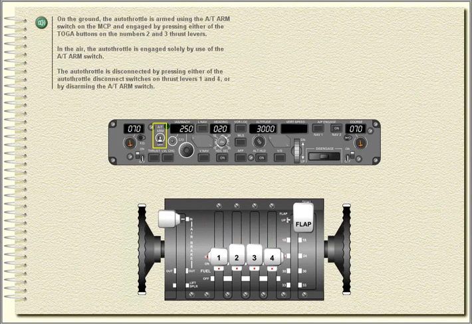On the ground, the autothrottle is armed using the autothrottle arm switch on the MCP and engaged by pressing either of the TOGA buttons on the numbers 2 and 3 thrust levers. In the air, the autothrottle is engaged solely by use of the autothrottle arm switch. The autothrottle is disconnected by pressing either of the autothrottle disconnect switches on thrust levers 1 and 4 or by disarming the autothrottle arm switch.